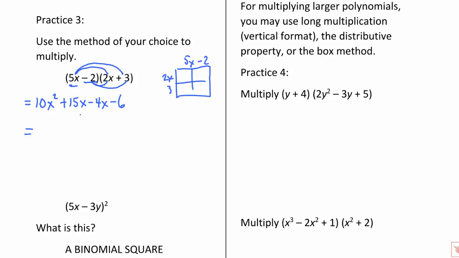Now we need to combine like terms. We have the 10x squared. There are no more x squareds, so we have 10x squared. We have the 15x and the negative 4x as like terms. 15 minus 4 is 11x. Then negative 6 is by itself, so it's just negative 6. So it gives me 10x squared plus 11x minus 6. There you go. There's your answer for 5x minus 2 times 2x plus 3.